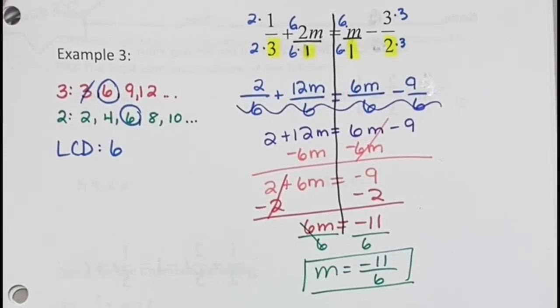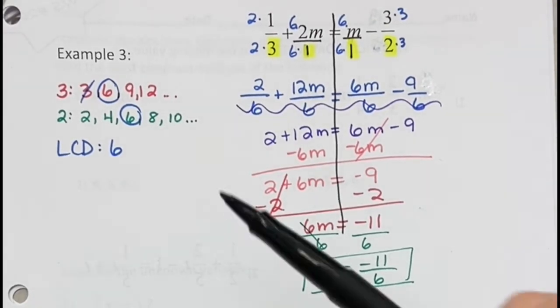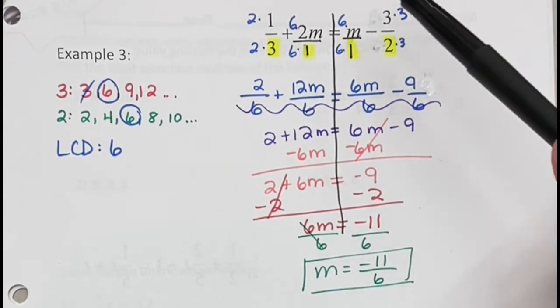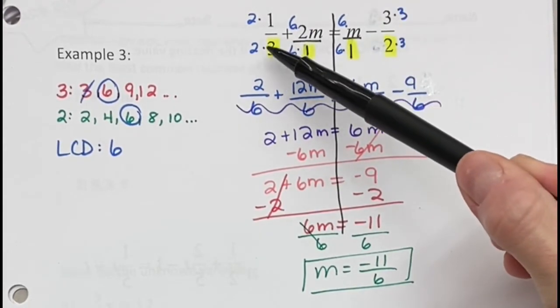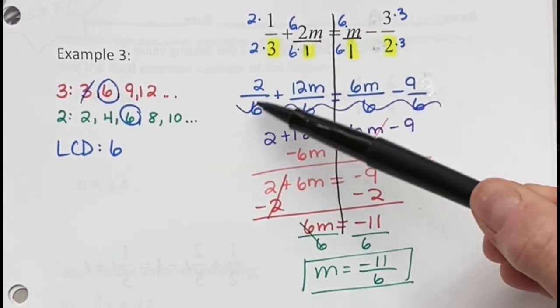So taking a look at example 3, first we need to find our least common denominator, and I found my least common denominator to be 6. So then I needed to get all my denominators to be 6. So in order to get 3 to be 6, I multiply by 2. And what I do to my denominator, I do to my numerator. And I ended up with 2 over 6.